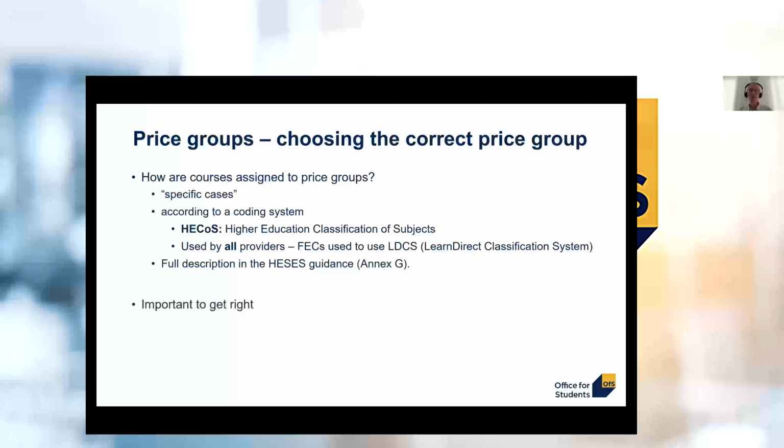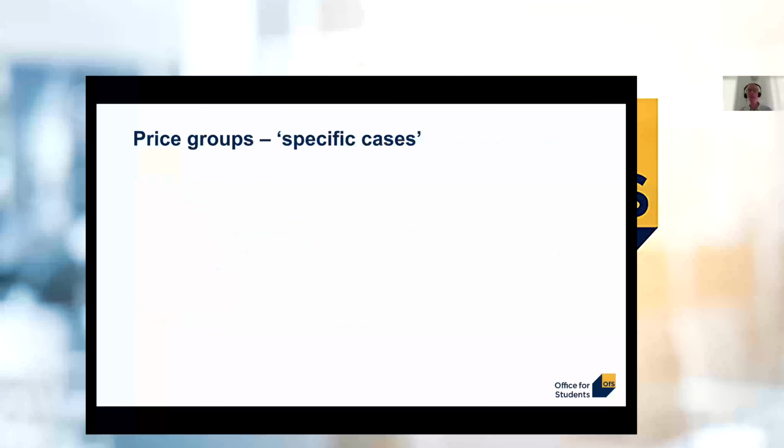These groupings are important because we want to get an accurate representation of your higher education provision in order to provide the correct funding. So looking at these is something that may come up in the data verification that we do for HESES. We'll come back to the HECOS coding system in a moment, but first let's look at the specific cases.